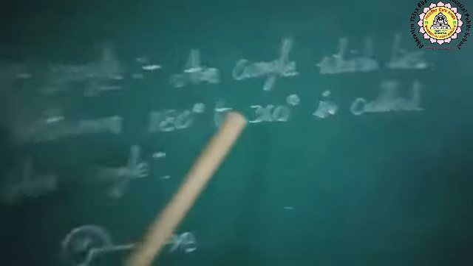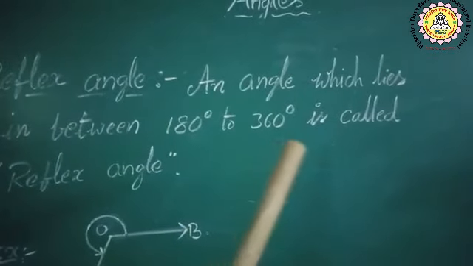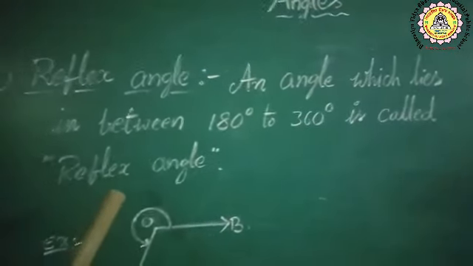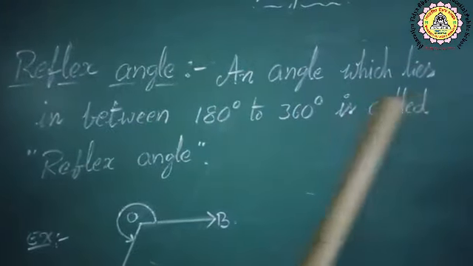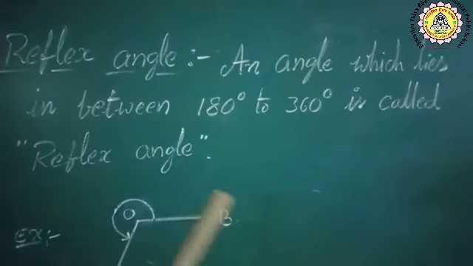An angle which lies in between 180 degrees to 360 degrees is called a reflex angle.